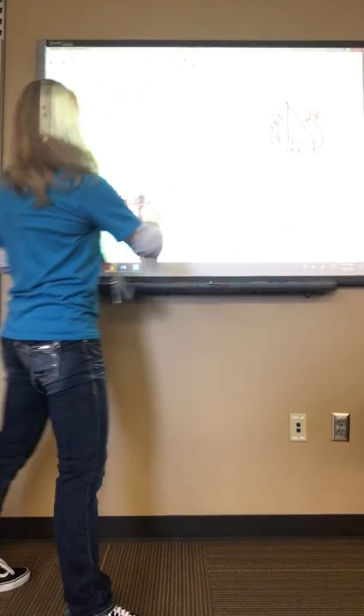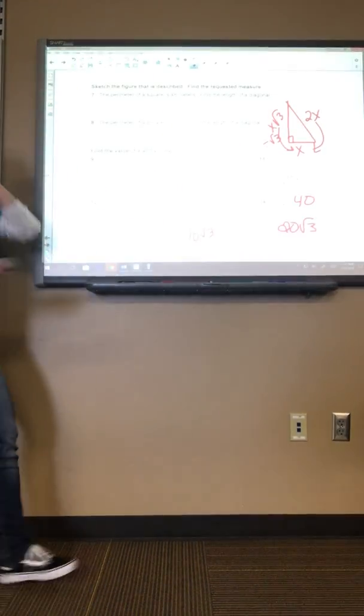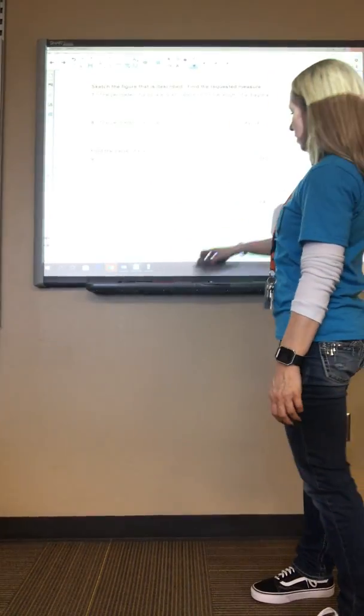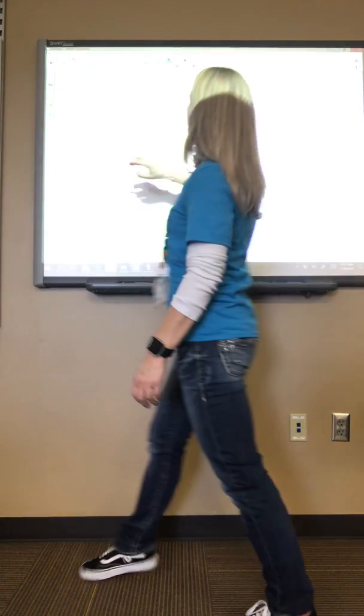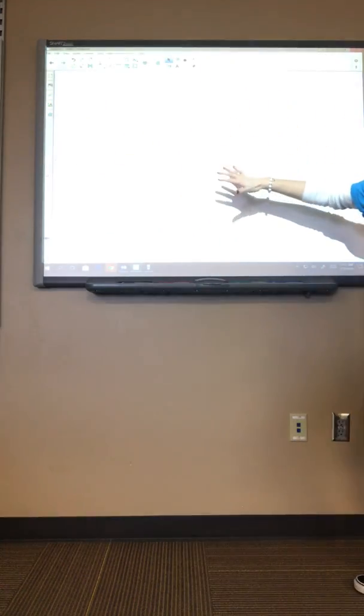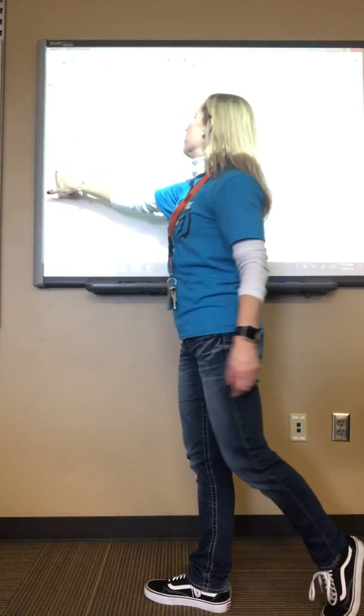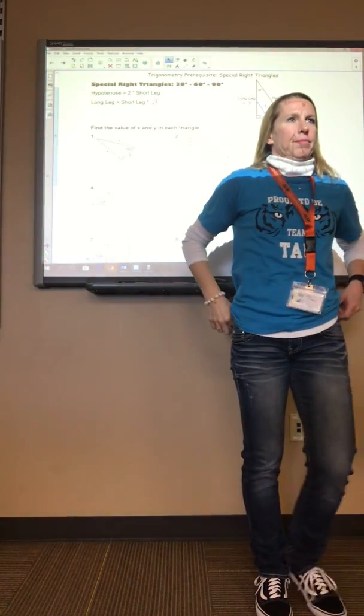Okay. 9 through 11 is good. Those were the 45, 45, 90 triangles. Okay, so this side, 30, 60, 90. What do I know on number 1?